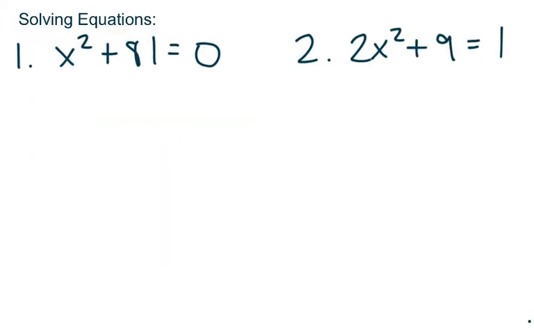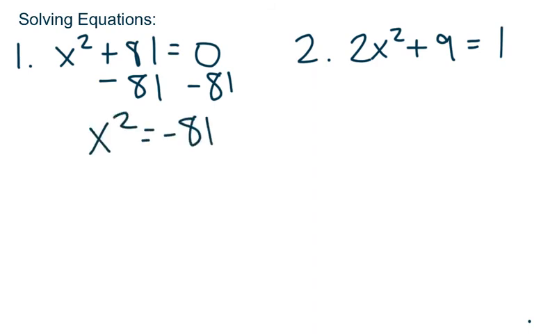So now we're going to solve some equations. Up until now, when you got the square root of a negative inside, you would put no solutions. We don't ever do that. We're always going to have solutions for quadratics. So first thing I'm going to do is get x squared by itself. I'm going to get rid of positive 81 by subtracting. So x squared equals negative 81.